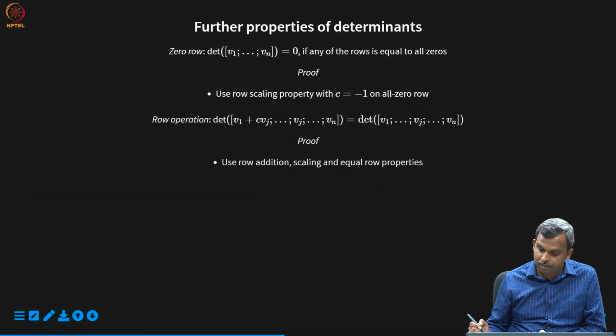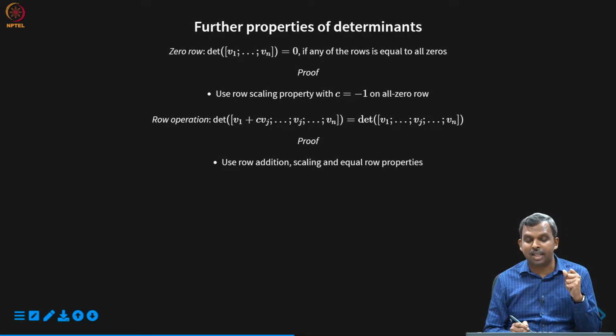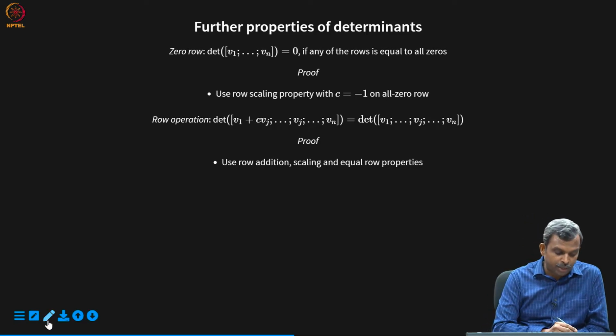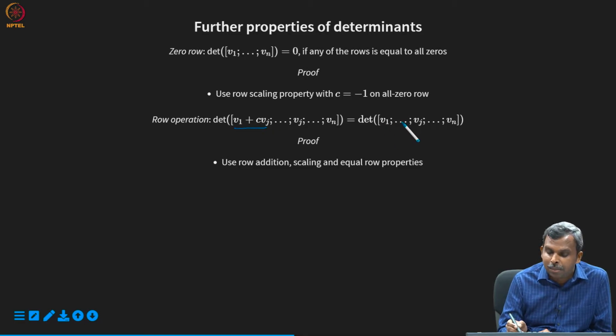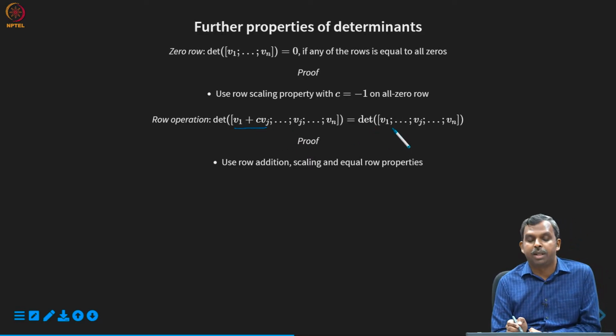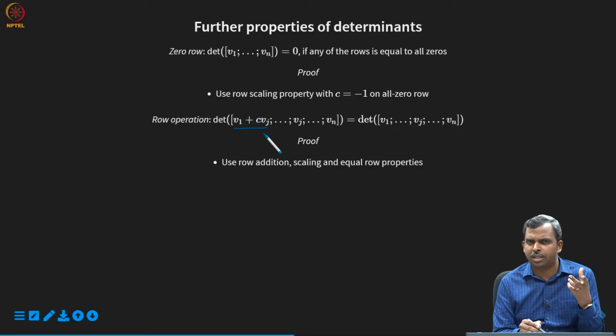Okay, so let's go to the next property. The next is the row operation. We saw this elementary row operation where you took row 1 and added c times row j to it. So this is the operation, v1 plus c vj. Now what happens to the determinant when you do this? It turns out the determinant does not change when you do an elementary row operation of this form, v1 plus c vj. Of course, there are other elementary row operations, like multiplying a row by c. If you do that, the determinant gets multiplied by c.